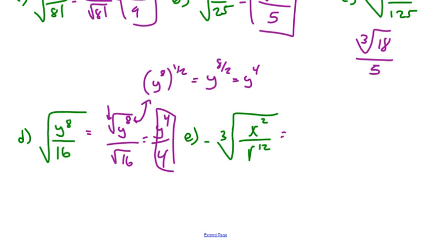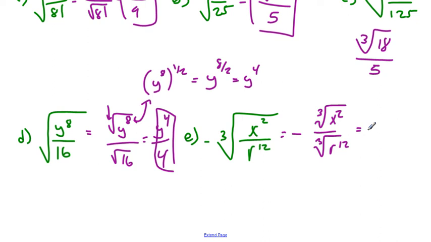Let's check this guy out. This is a negative third root of x squared over r to the power of 12. This means I'm going to put a negative, but then on the top the cube root of x squared, and the bottom has the cube root of r to the 12. I'll show every step here so we're not missing anything. I'm just going to keep this negative on the outside, and at the end we're going to have a negative there.